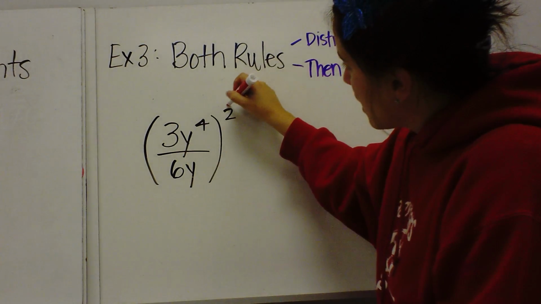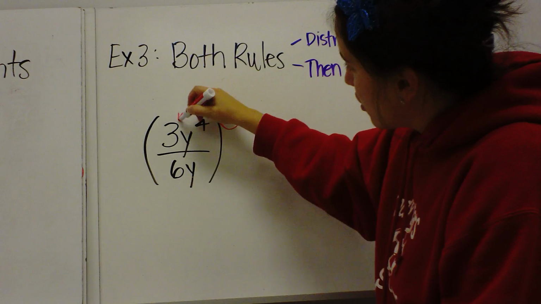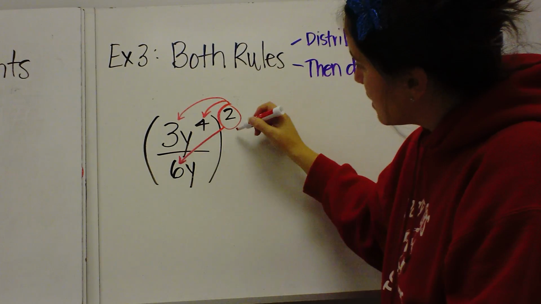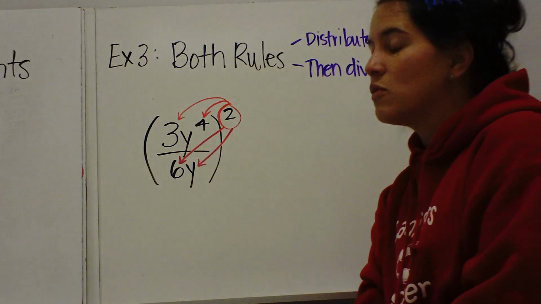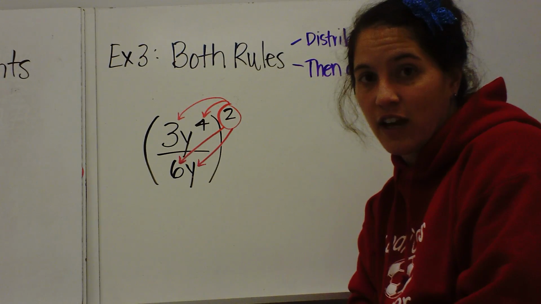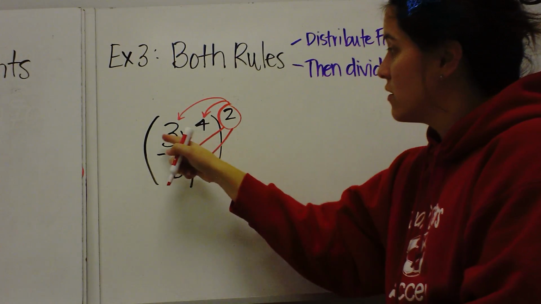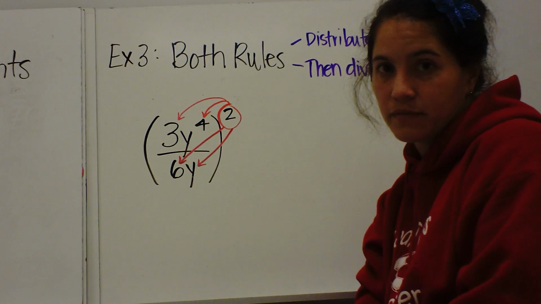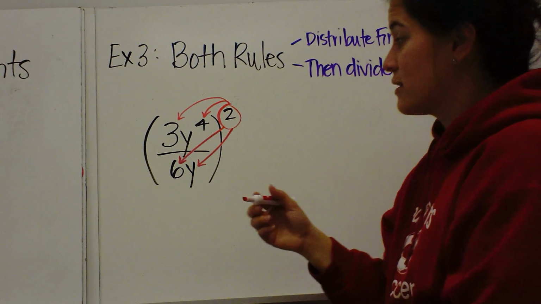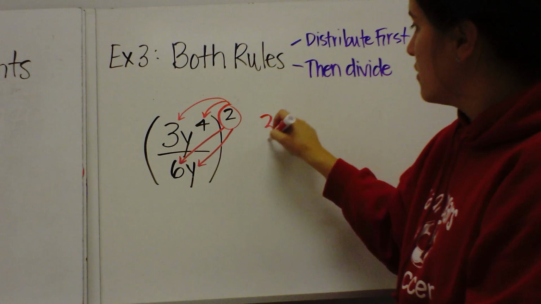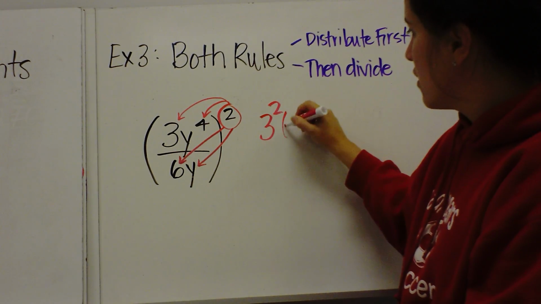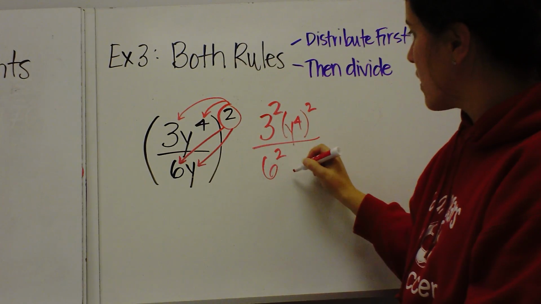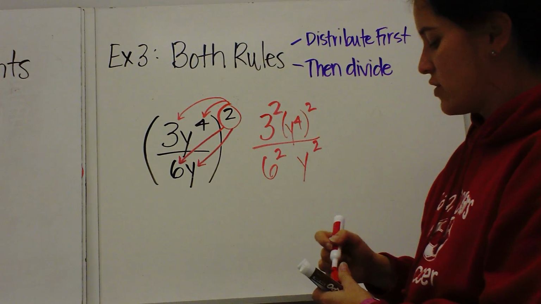So we're going to take this exponent, we're going to distribute it to the 3, to the y, to the 6, and to the y. Every single thing in that quotient. 3y, 6y. So now we can simplify to 3 squared, y to the 4th squared, 6 squared, and y squared.